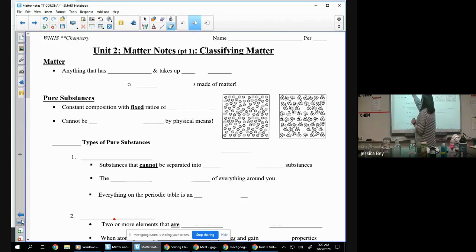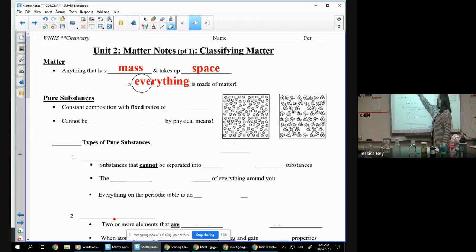So matter is anything that has mass and takes up space. Anything that has mass and takes up space. That's pretty much everything, right? Everything is made of matter. The only thing that's not made of matter is energy. It's the only different thing we got.